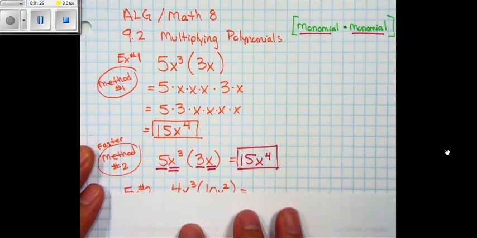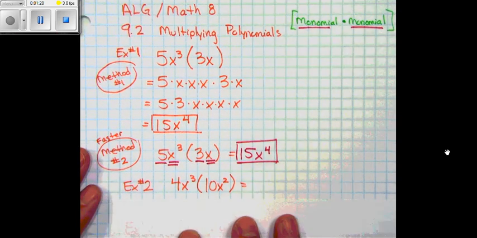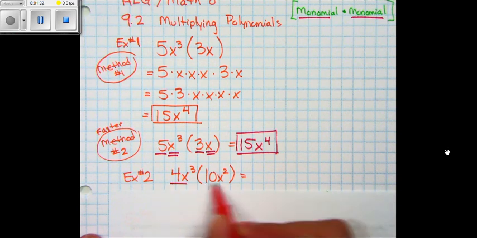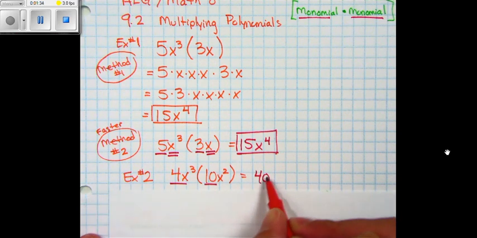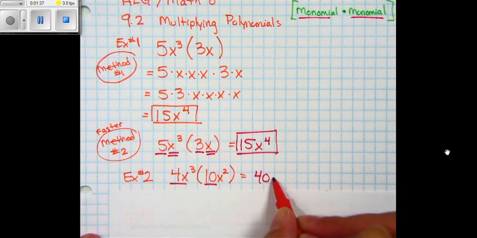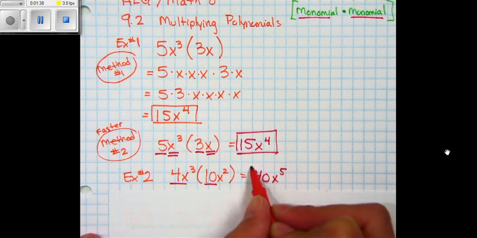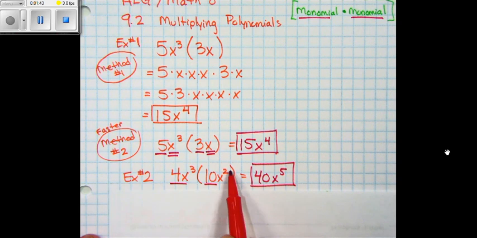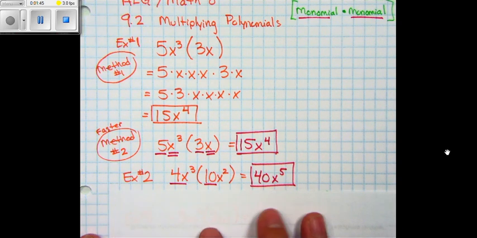Let's try another one. You can pause the video, try it yourself, and see what you get. But I'm going to go ahead and answer it. 4 times 10 is 40. X cubed times x squared is x to the fifth. Okay. Don't get confused. Don't multiply 3 times 2 and get a 6. Exponent rules apply here.